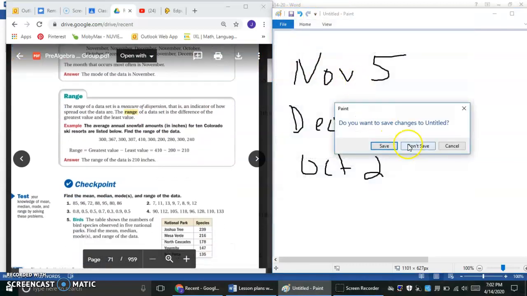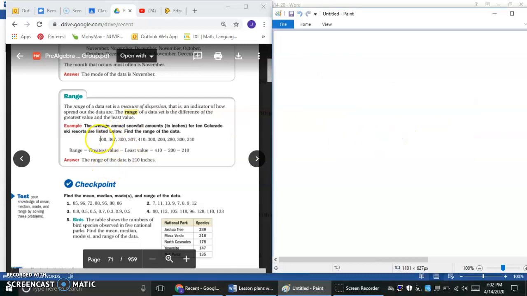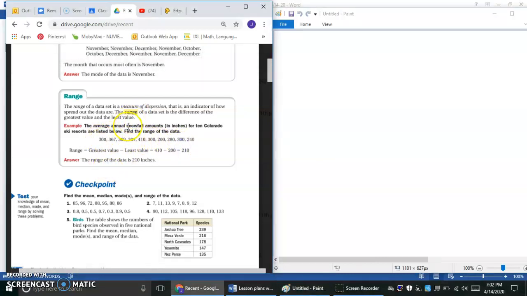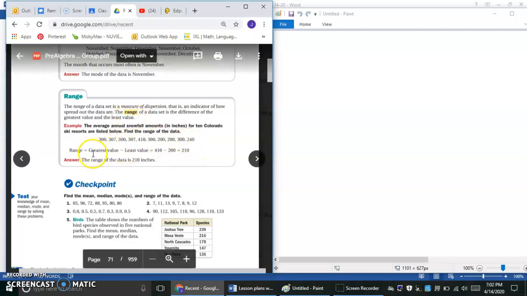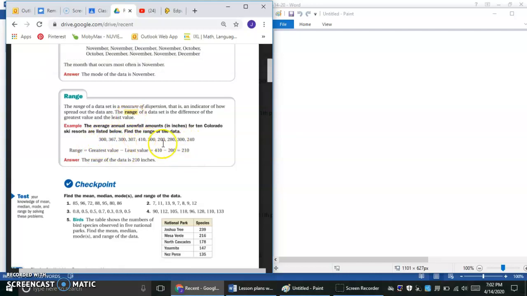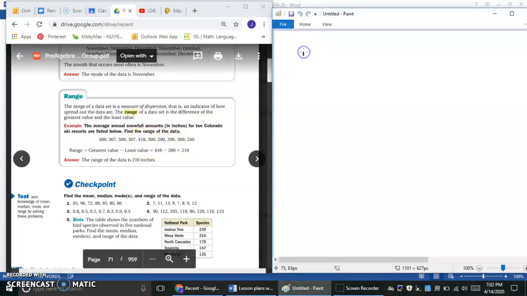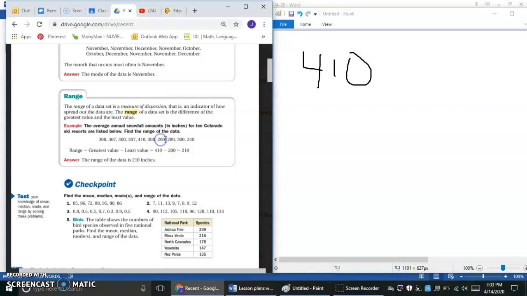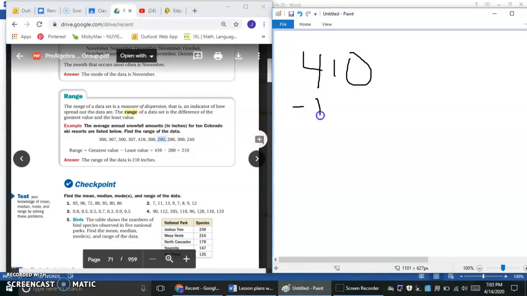Now, for range, you have a group of numbers, same thing, but a range is showing us the difference between the highest number and the lowest number. So first of all, you're going to find the highest number, which is 410. Take that, 410, and you're going to subtract the lowest number. So find the lowest number, 200. So subtract it. So we got 0 on this side, 1 minus 0 is 1, 4 minus 2 is 2. So your range is 210.